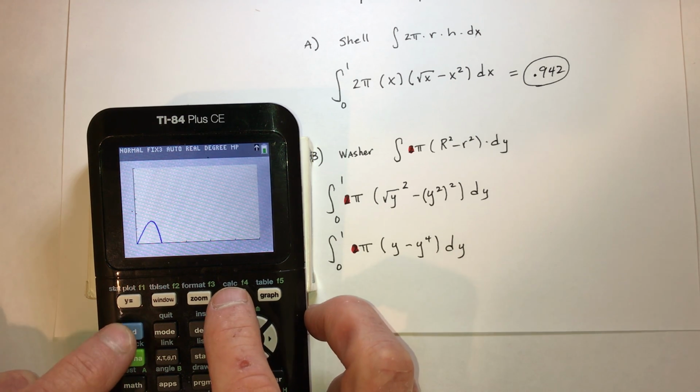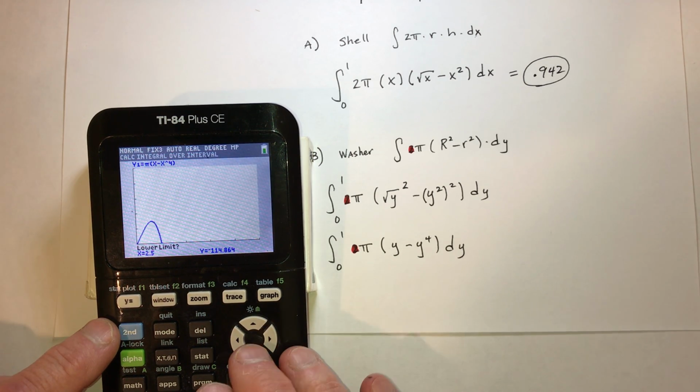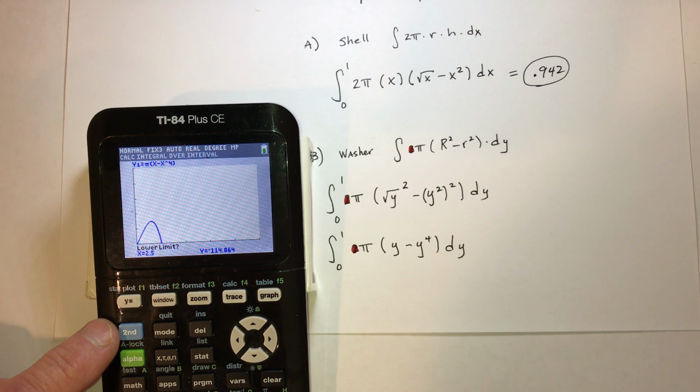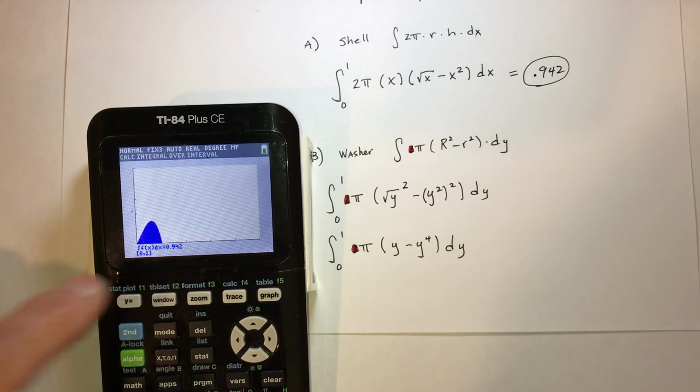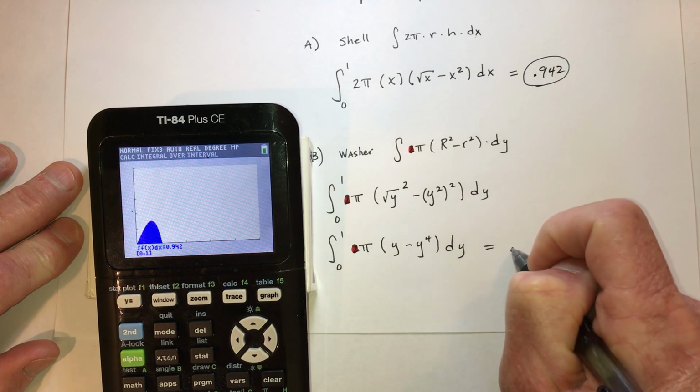Okay, then second, calculate, and number 7, integrate from 0 to 1, and it says the answer is 0.942. Spot on.